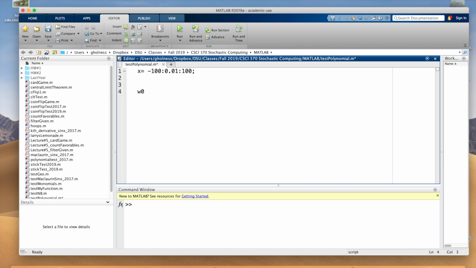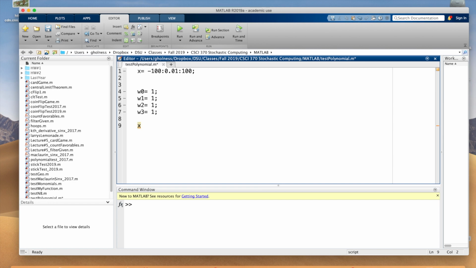So now I'm going to have some weights. Let's have weight W0 is equal to 1. Weight W1 is equal to 1. Weight W2 is equal to 1. And let's have W3 is equal to 1. So those are our coefficients for the monomial terms, the 0th term, first, second, third, and so forth.